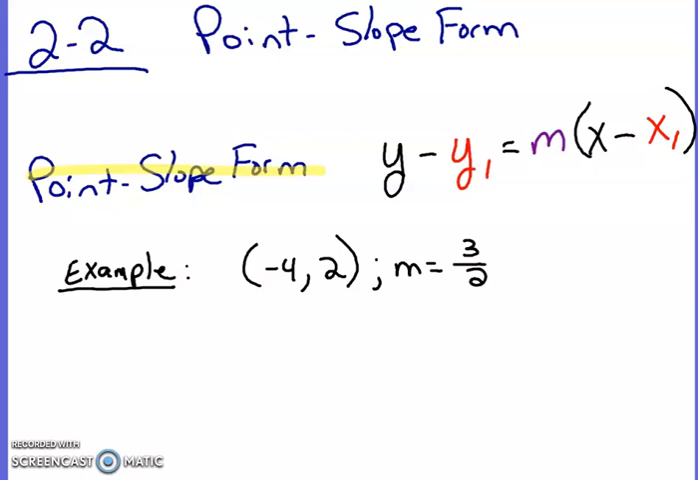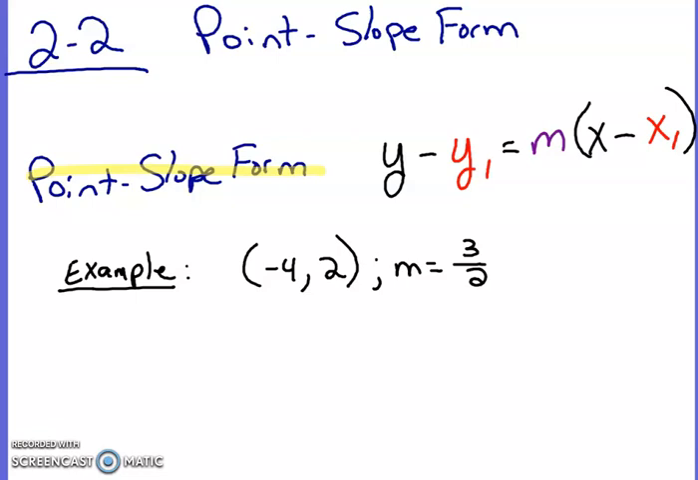This is 2.2. This is about point slope form. We're talking about equations of lines. And last section we talked about slope intercept form. This is just a different form of how to write the equation. This is called point slope because it involves a point and it involves the slope. The other one was called slope intercept because it involved the slope and the y-intercept.